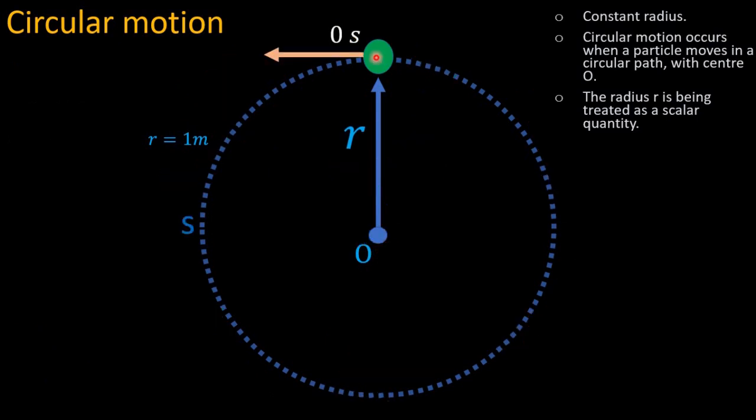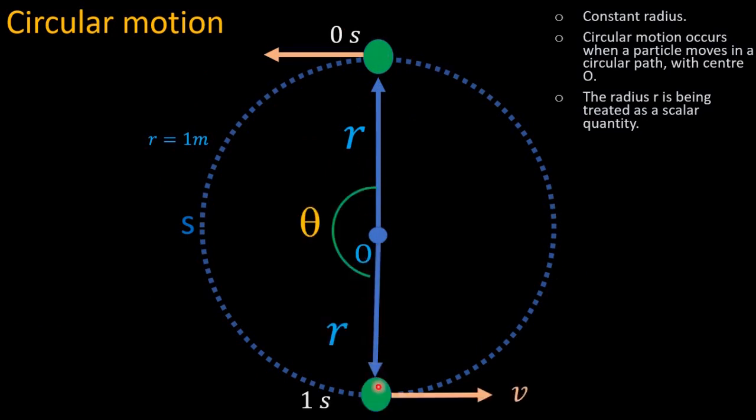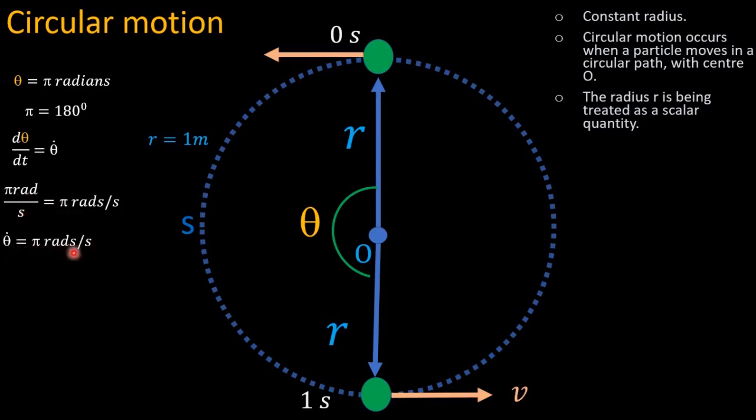So let's say the particle was still at this same position here at 0 seconds. And let's say a second later it then ends up at this point, so it's covered half of that circle. And there's our distance s, and the radius is still 1 meter. That would mean this time that theta is going to be pi radians, which is 180 degrees. We would then say that the angular velocity is going to be pi radians per second.